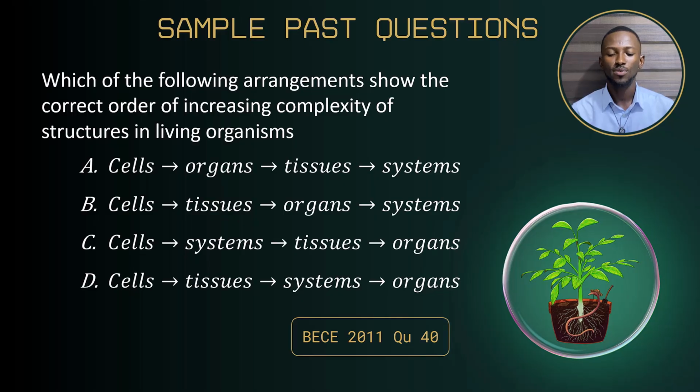And then we have 2011, question number 40. Which of the following arrangements shows the correct order of increasing complexity of structures in living organisms? Is this cell to organs, to tissue, to system, or cells to tissues, to organs, to system, or cells to system, to tissue, to organs, or cells to tissue, to system, to organs? Which of them is the correct answer?